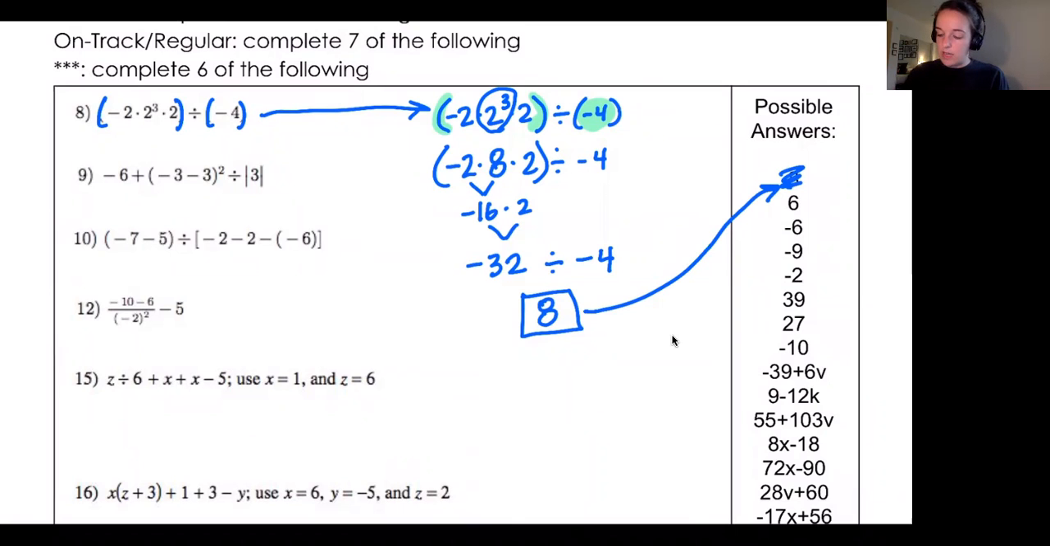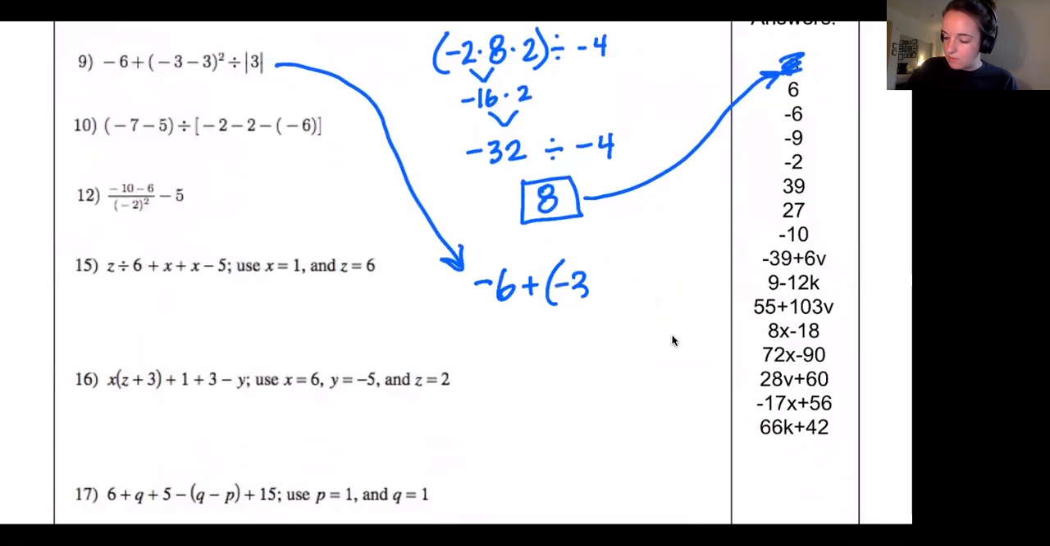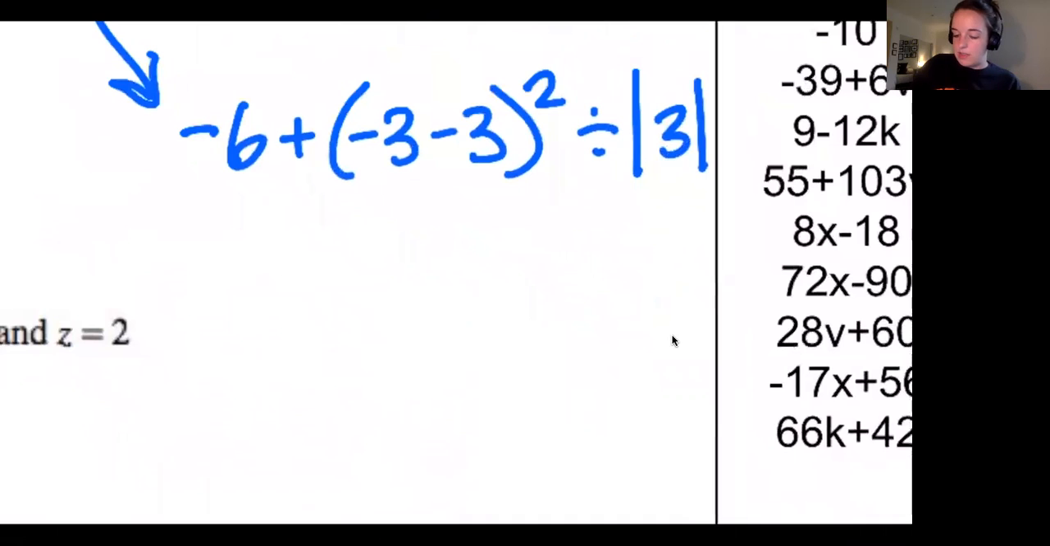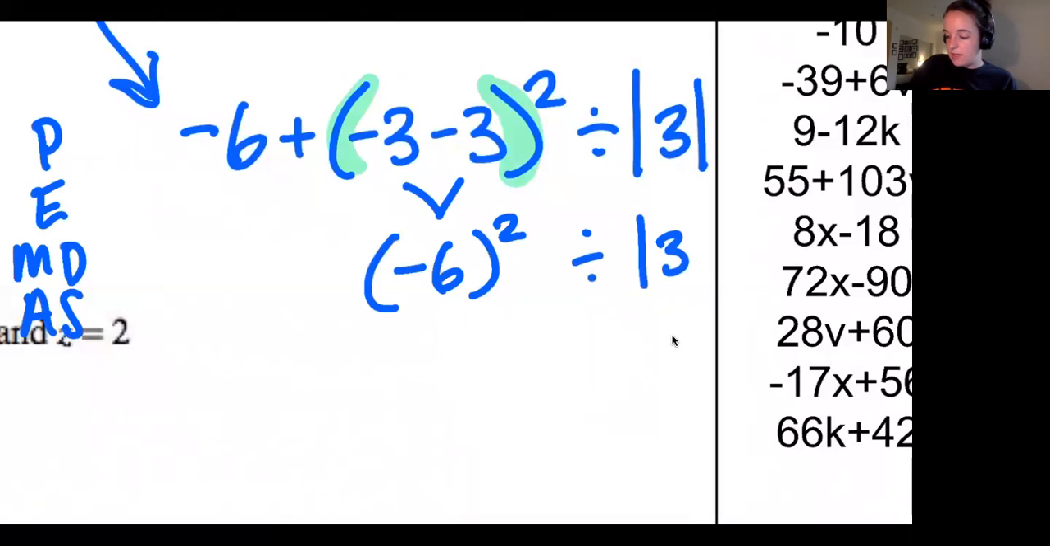I can go ahead and do number 9 just to get us started here as well. So number 9 says -6 plus (-3 minus 3) squared divided by absolute value of 3. So within parentheses, exponents, multiplication, division, addition, subtraction. Parentheses first, so I'm going to deal with inside of these parentheses first. -3 minus 3 would be -6. It's still squared, divided, and added.